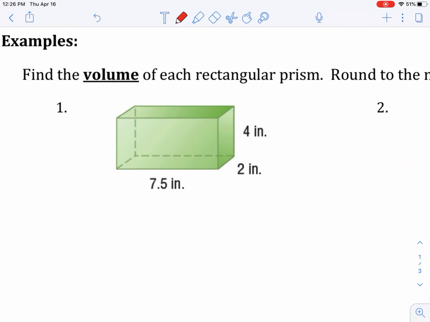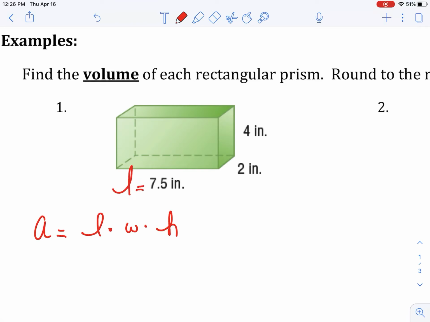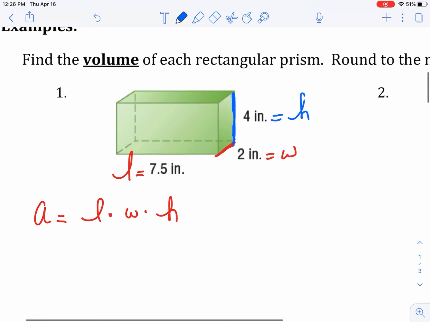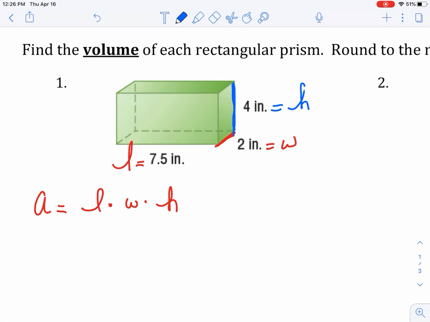So for number 1, I'm going to go ahead and go area equals length times width times height. So here is my length. This value right here is my width. And then this value right here represents my height. Okay, so I'm going to go ahead and go area equals length times width times height.